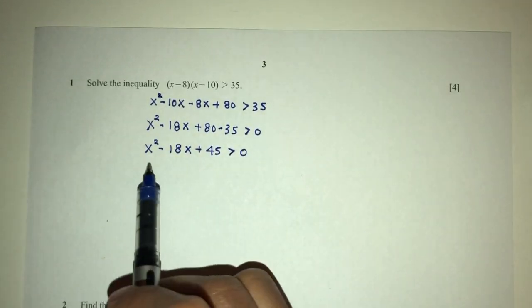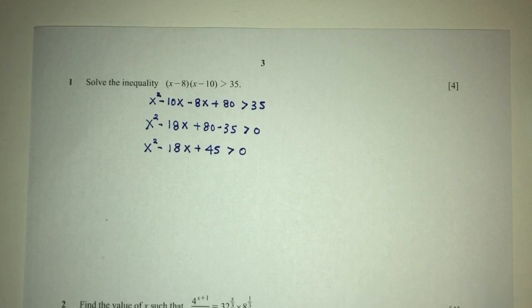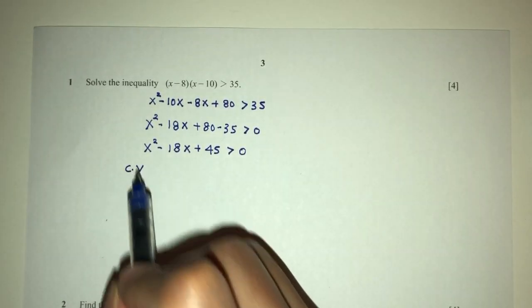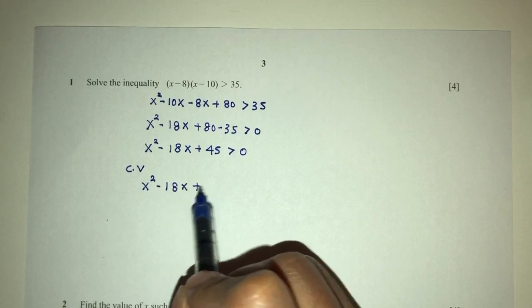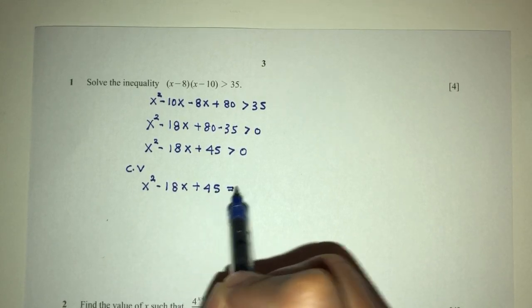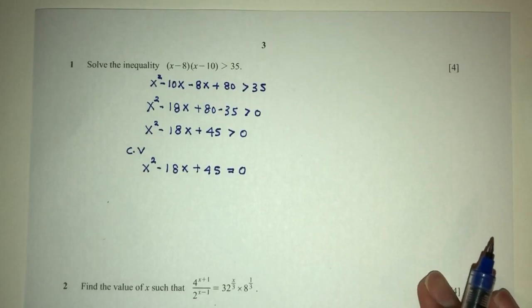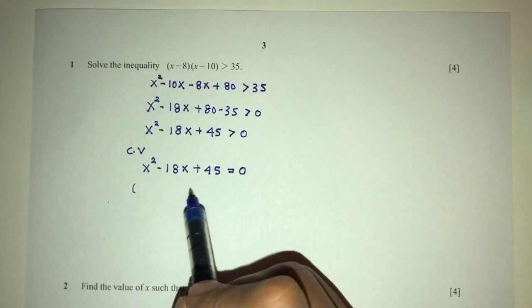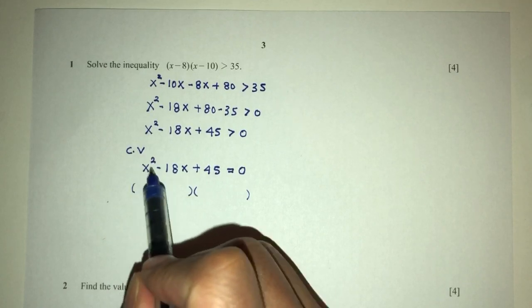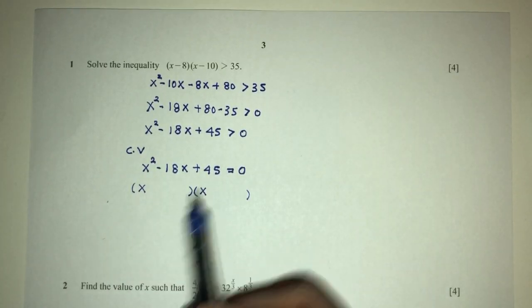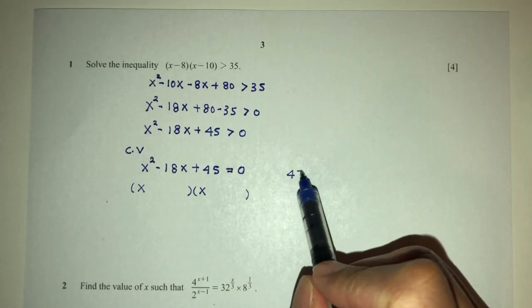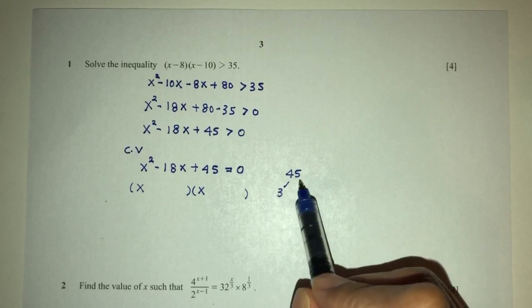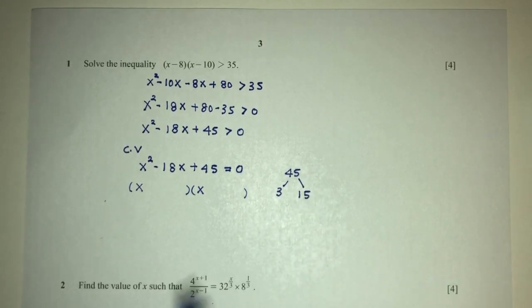So now when we have this equation, we have to find the critical values. So critical values, pretty easy. Just take the same equation and instead of having more than, just equate that to 0. Now we have to solve for the values of x. So we factorize. X squared is x times x. 45 can be what? Let's think. We know 45 can be 3 times 15, right? 45 can be 3 times 15.